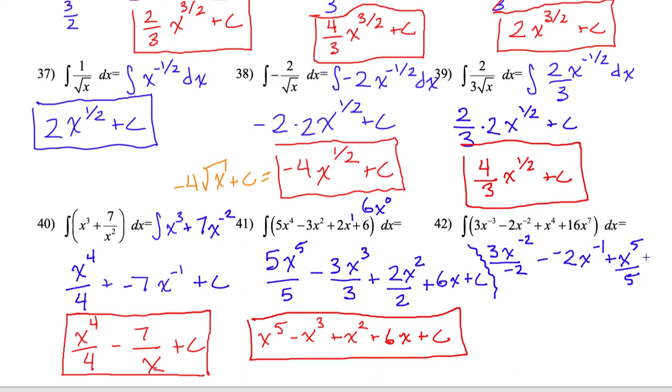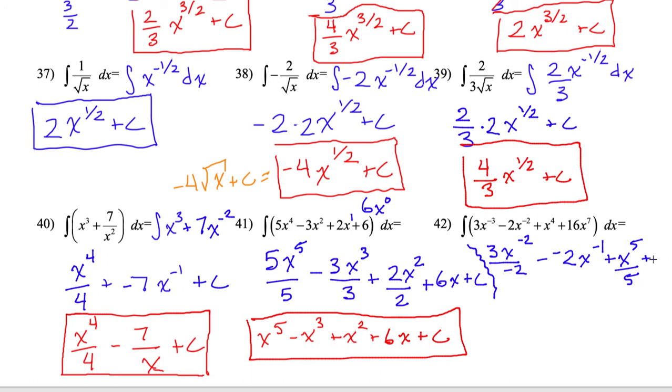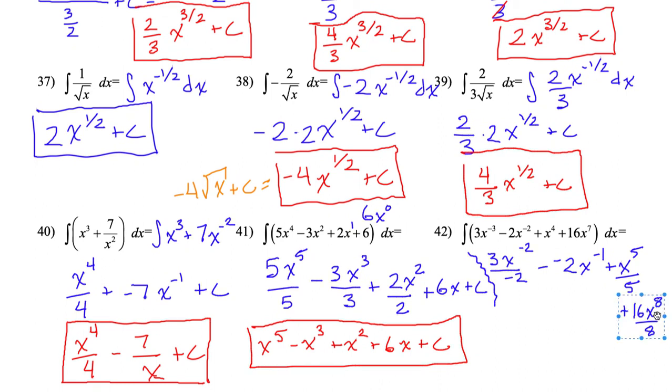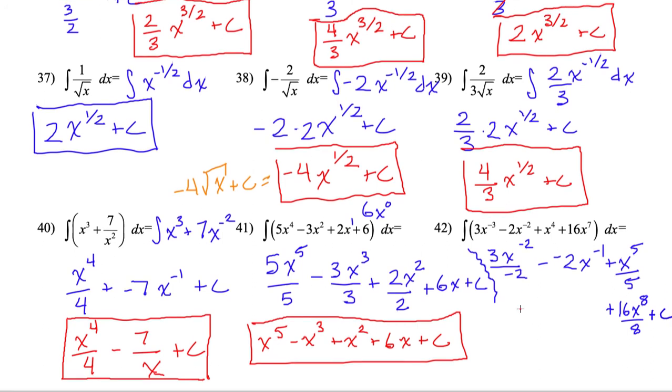And then finally add, do I have enough room here? I'm going to have to come down to the next line, aren't I? Plus 16x, it was to the power of 7, now it's to the power of 8, divide by 8. And I should have moved that over a little bit because I need to do a plus c as well. If I zoomed in, I probably would have been able to do all this. Plus c. And then my final answer, I can write a little bit neater.